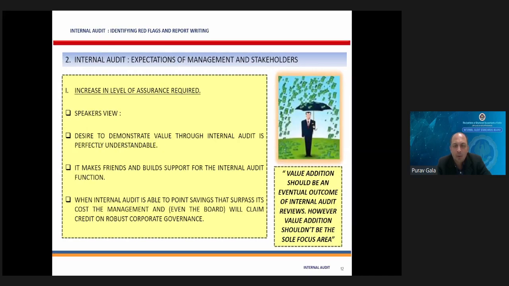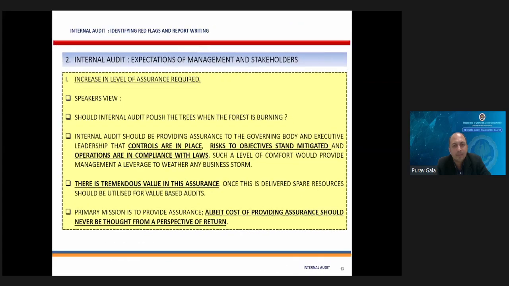The desire to demonstrate value through audit is perfectly understandable. The board will really praise you when you unlock value. But value addition, in my view, should be an eventual outcome of audit reviews. It should not be the sole focus area. Your sole focus area should be to provide reasonable assurance, and there is tremendous value in this assurance. You can never justify the cost of providing assurance.